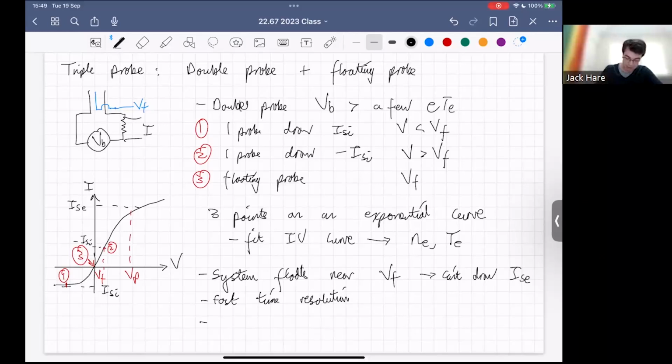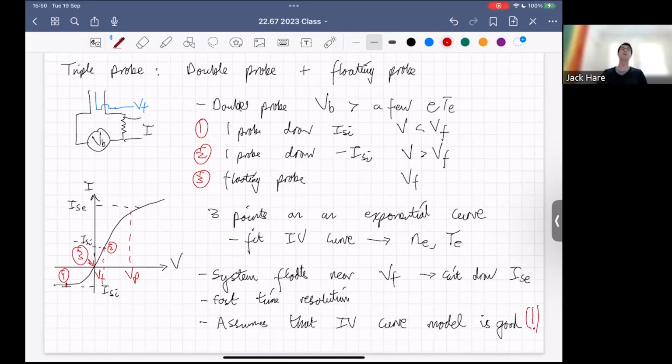But the only problem with this is that it assumes implicitly that your IV curve model is good. And I think that is a big assumption, right? So you've only got 3 points on there. So if it starts deviating from an exponential, you're effectively not overfitting, but precisely fitting it. And so you won't be able to see any deviations.